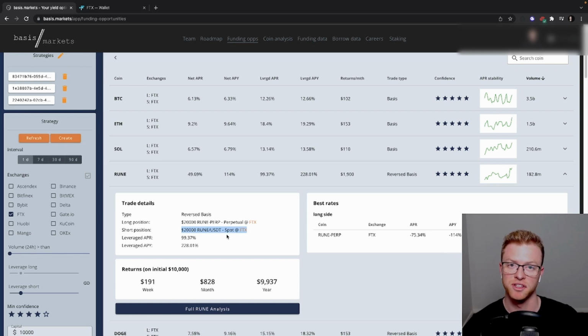And we need to make sure that the spot product is available to be borrowed on margin. That's a key parameter that we need to be aware of, because if you can't do that, there's no point even looking at this trade. But as far as I'm aware, on FTX at the moment, it is available.